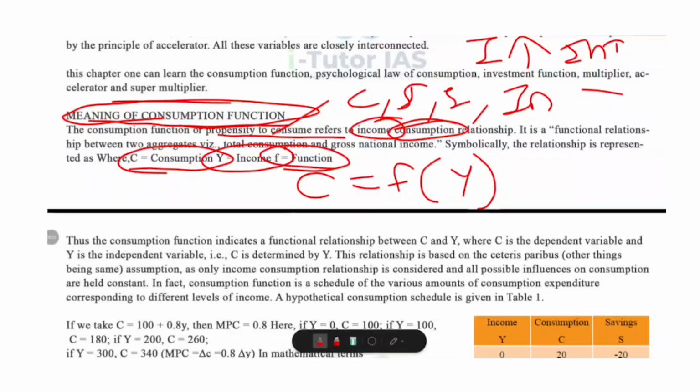This F indicates function of, meaning consumption depends on income. That's it. So we say consumption is a function of income. In other words, when income changes, consumption also changes.